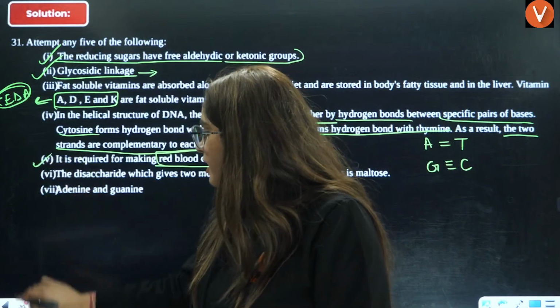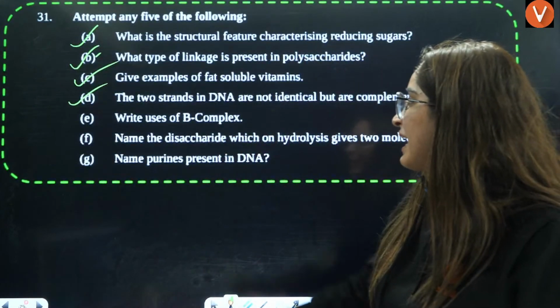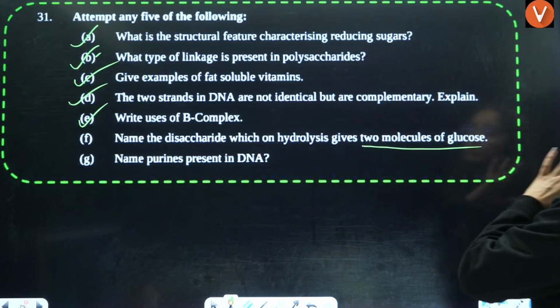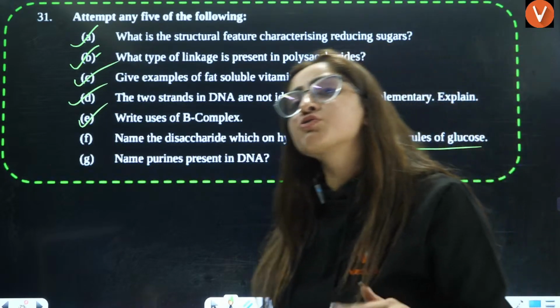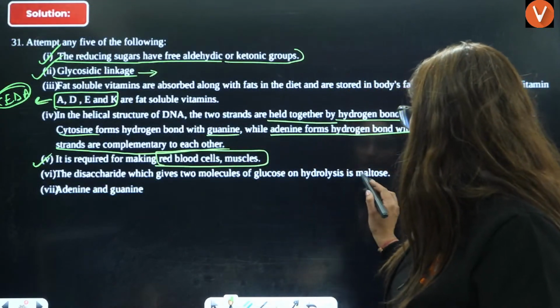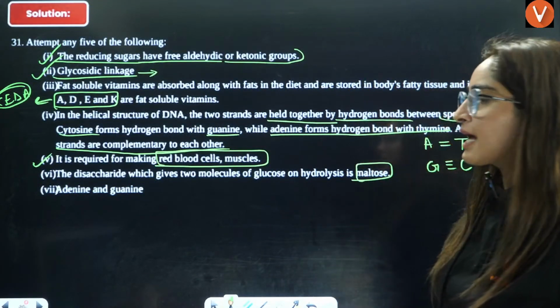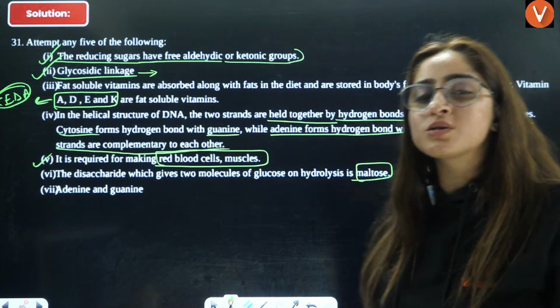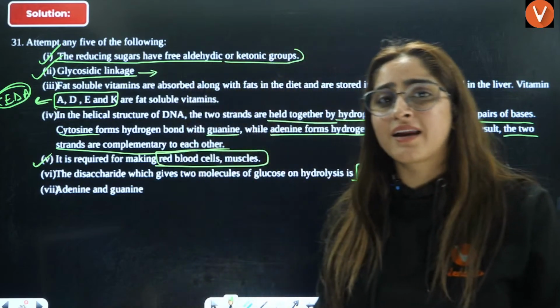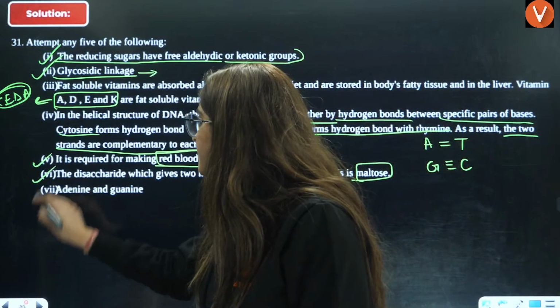Okay? So, next is, name the disaccharide which on hydrolysis gives 2 molecules of glucose. So, which is formed from glucose only? Which is that disaccharide? That is maltose. Okay? That is formed from glucose. After hydrolysis, it is going to give the same monosaccharide, that is glucose. Right?